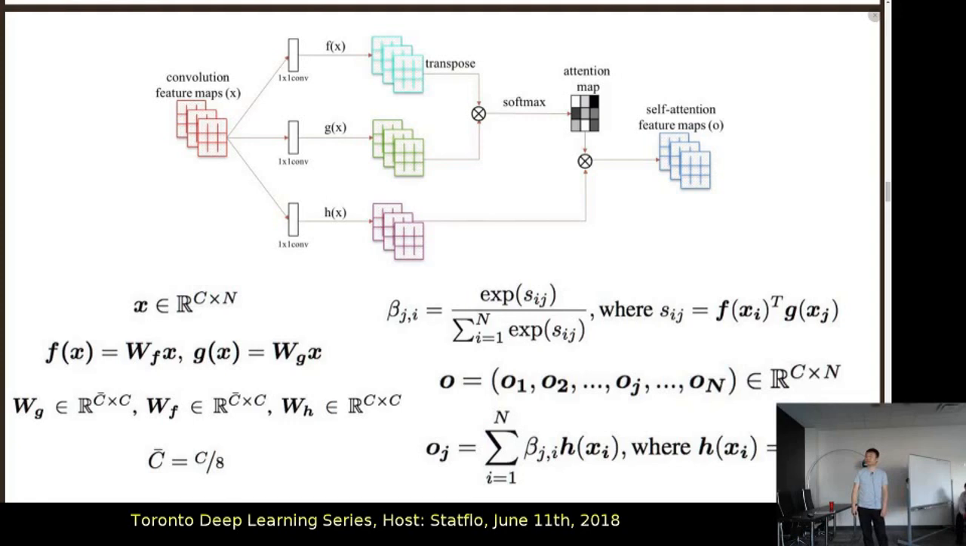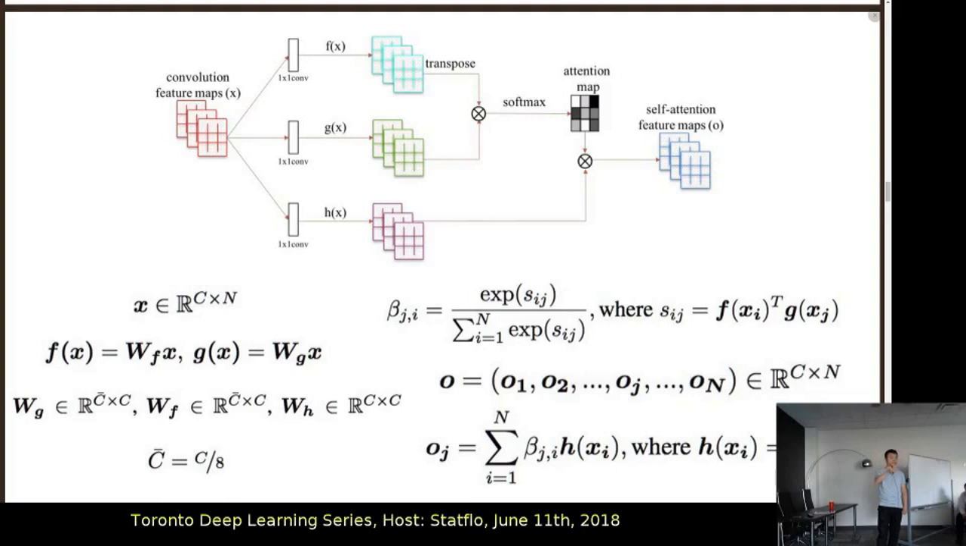Can you say the last part again? H works as discriminator because H is combined with attention map. So that's again multiplication, not combination. Not combination. No. I think so.